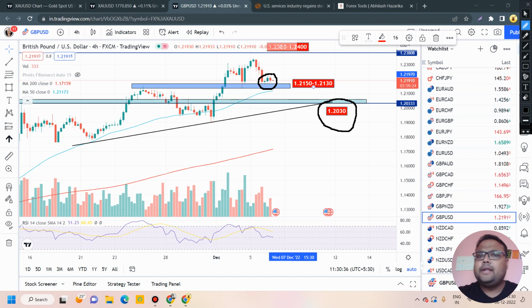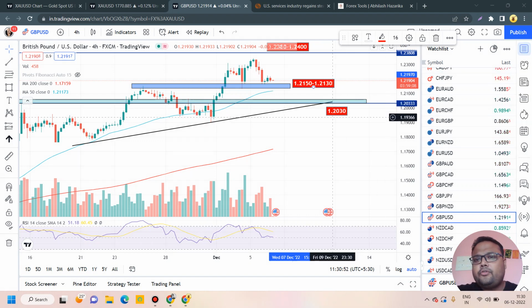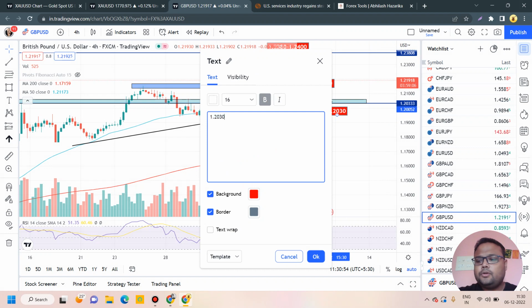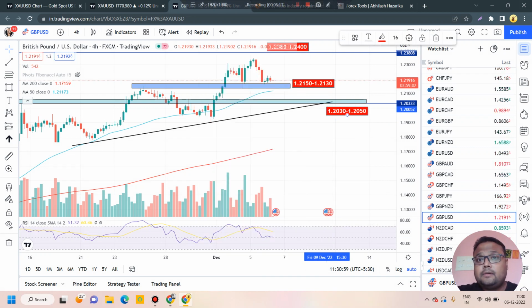If you're already holding a buy position, no need to exit, you can stay in the trade. But I think the best position on this chart will be around the trend line. If the market comes down to the trend line, takes support and bounces, that can be a very good trade. On the other hand, 1.2030 to 1.2050 also has the potential of becoming a very good trade.